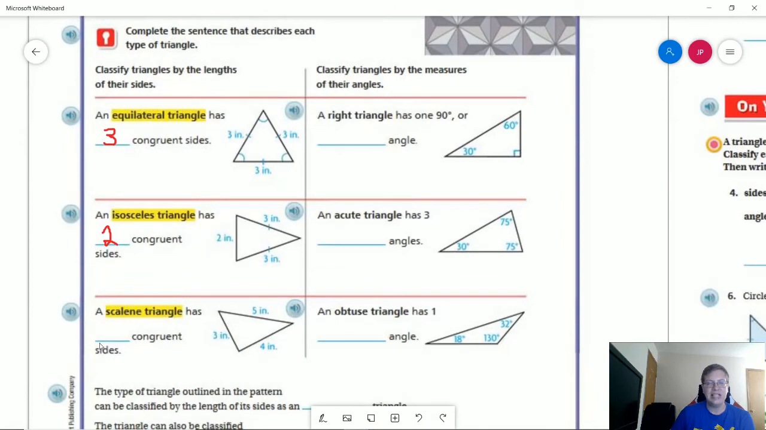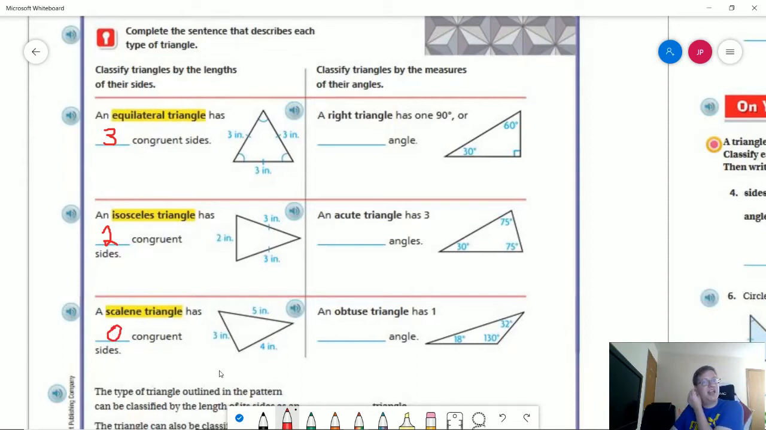And for the last one, a scalene triangle, because all of the sides are different lengths, we are going to have 0 congruent sides. Then all we have to worry about for right, acute, and obtuse is the measurement of the angles. A right triangle is always going to have 1 90-degree angle, or right angle. An acute triangle is going to have 3 acute angles. And an obtuse triangle is going to have 1 obtuse angle.